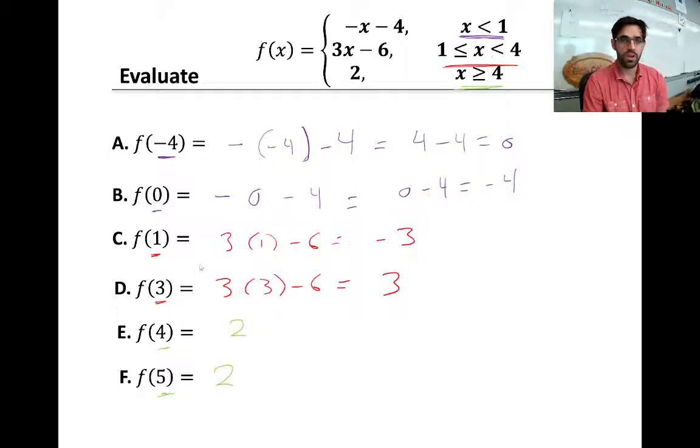We could do this for any input. Anything between 1 and 4 will be evaluated with 3x minus 6. And then anything greater than or equal to 4 will be evaluated with, or the answer would just be 2. Make sure these make sense to you, and we'll move on.